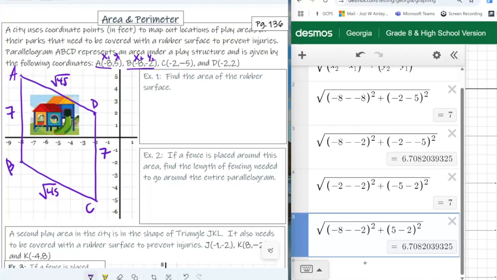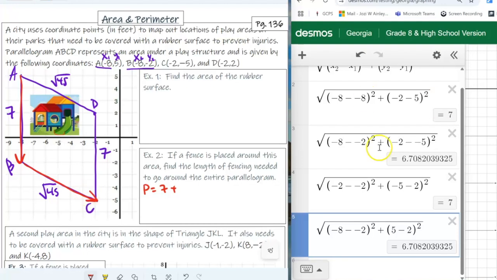Okay. There, I just found the distance around the whole shape. Now, let us find, okay, so if a fence is placed around this area, find the length of the fence needed to go around. So perimeter, it's asking for the perimeter. The perimeter is you start somewhere and you go around the whole shape. So I start from here and I go to here. What's that distance? 7. So my perimeter is 7 plus. Then once I'm here, I go from here to here. What's that distance? Radical 45.